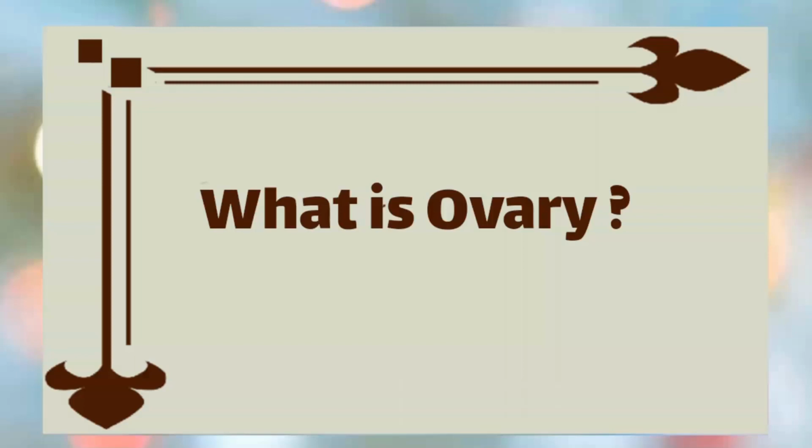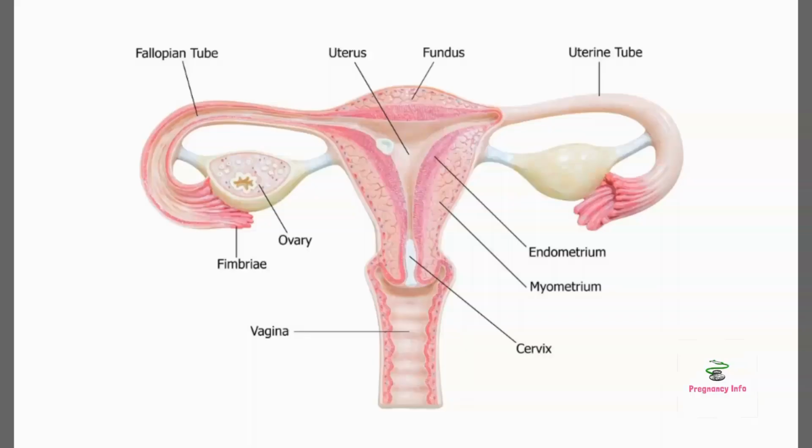We will discuss in this video what is the ovary. In the last video I described the uterus, and now I will discuss the other reproductive organ. So here we define: the ovary is an organ found in the female reproductive system that produces an ovum. In this diagram you can see that each woman has two oval structures side by side. These are called ovaries.